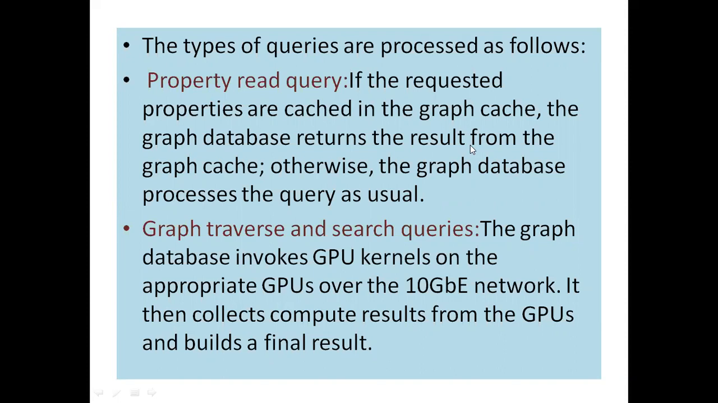Means the changes should be done to the query. Next, the second one, graph traverse and search queries. The graph database invokes GPU kernels on the appropriate GPUs over the 10 GbE network. It then collects compute results from the GPUs and builds a final result. Next, let us go to the next slide.